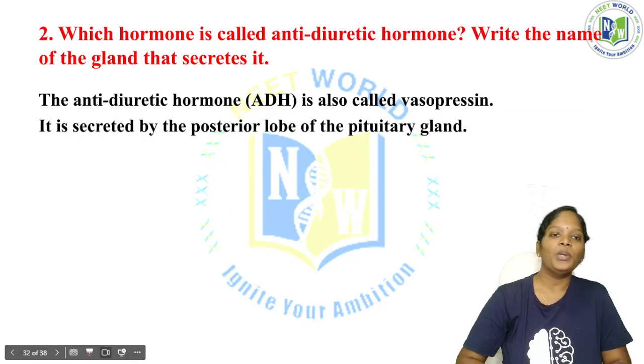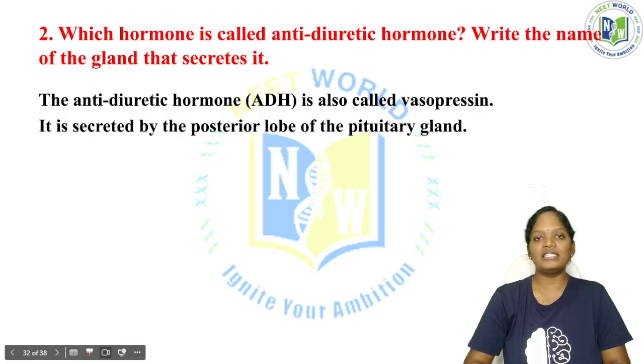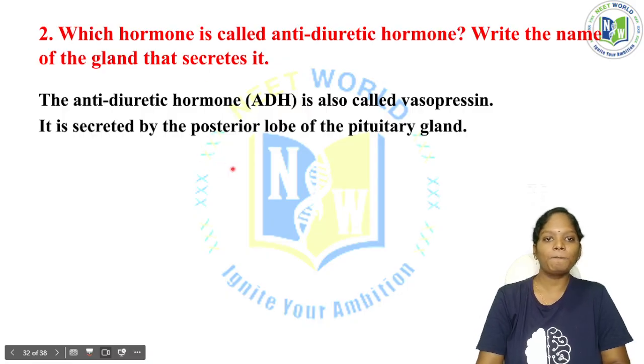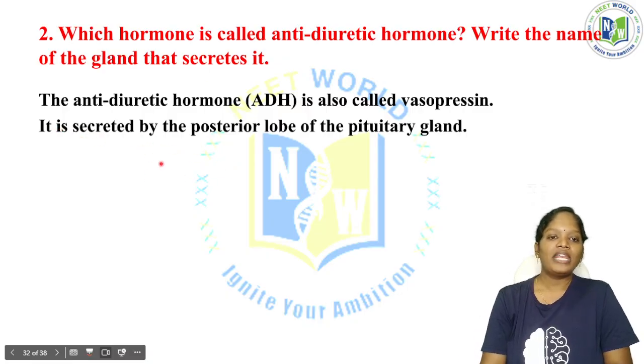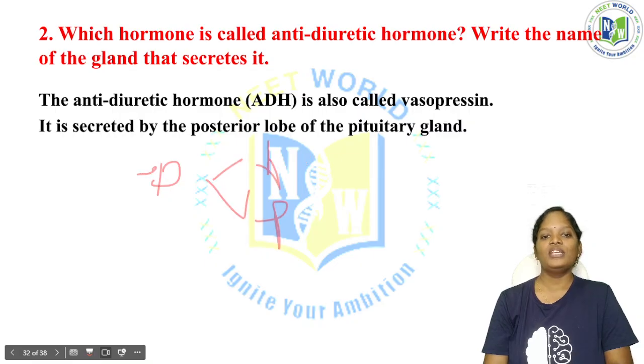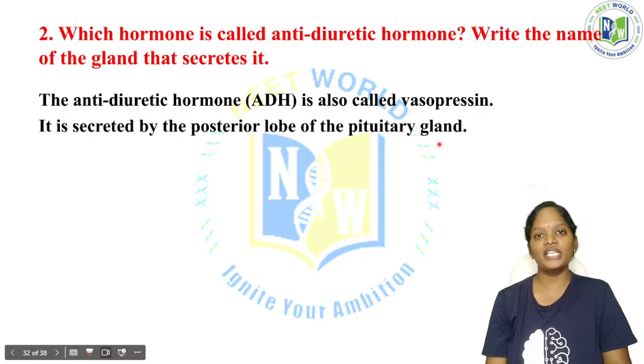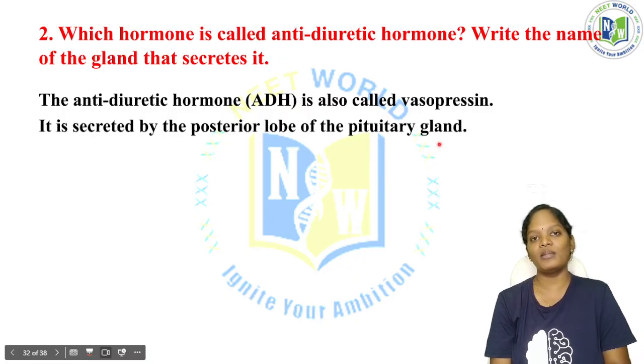Okay, now which hormone is called antidiuretic hormone? Write the name of the gland that secretes it. See here. Okay, see, we have a pituitary gland. Okay, and we have the anterior pituitary and posterior pituitary. So in the anterior pituitary, we have growth hormone, thyroid stimulating hormone, follicle stimulating hormone, luteinizing hormone, prolactin. All these hormones are synthesized by the anterior pituitary.